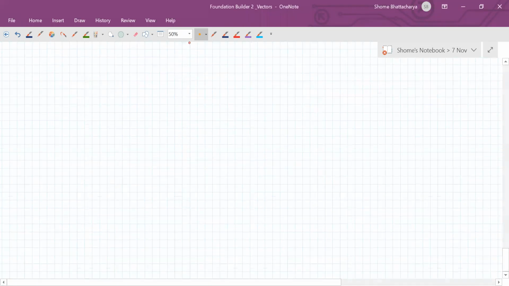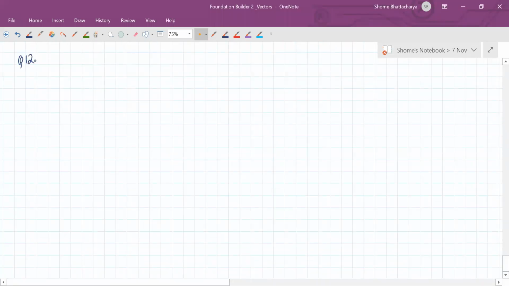Okay, next, the 12th question. Let's look at that. The 12th is like the reverse of one of the questions we did, that was the 10th question. In this, what is happening? A dot B is given to us, so that's minus 20. And the magnitudes of the vectors A and B are given to us, 4 and 5. And from that we have to find this.